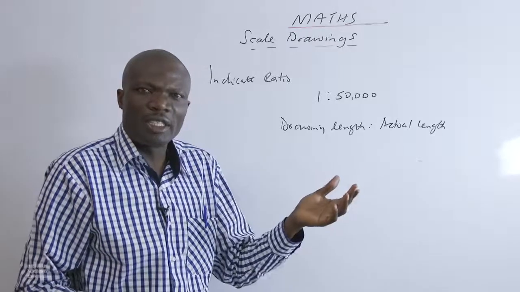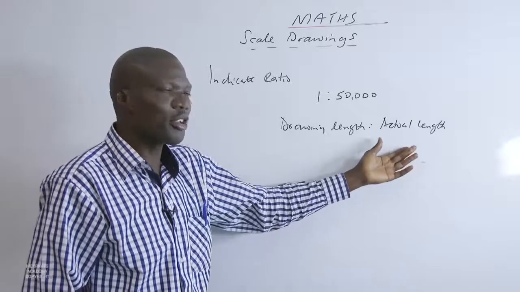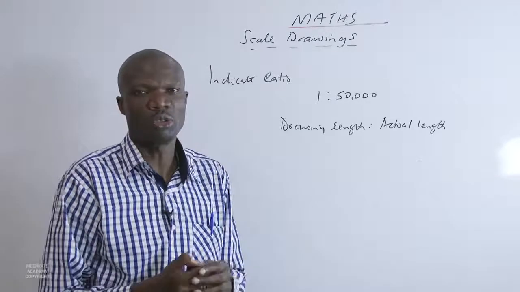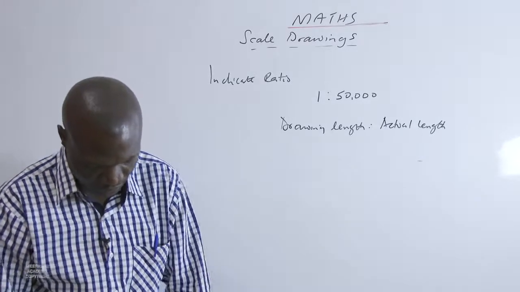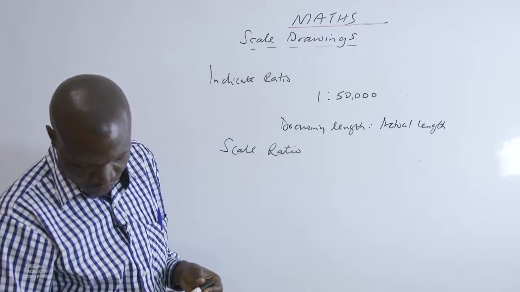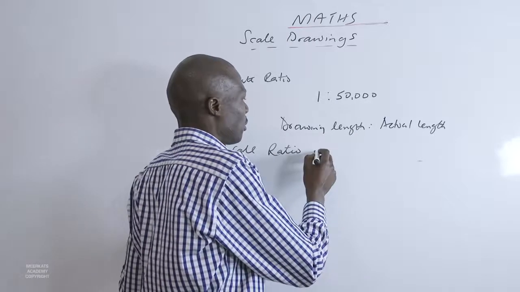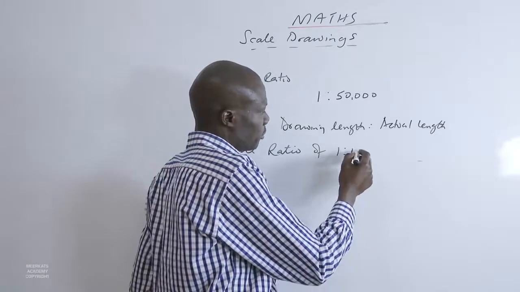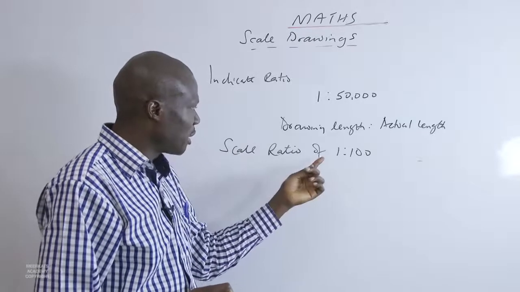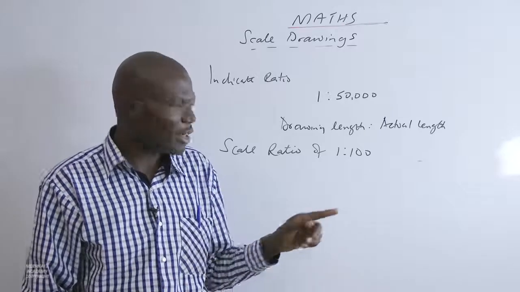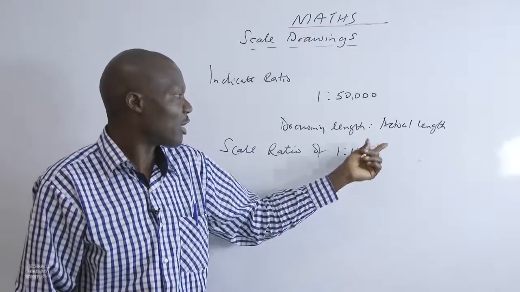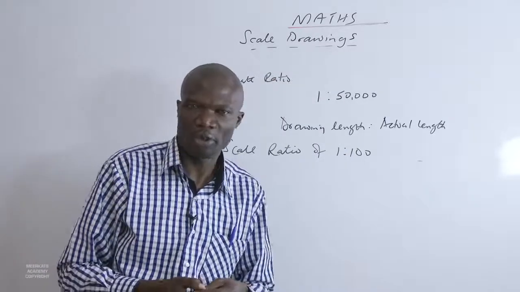Now, the drawing length represents the length or the distance on the diagram, while the actual length represents the actual or true object dimensions, either on the ground or whatever object we are trying to represent on our scale. When we talk of a scale ratio, for example, 1 to 100, it simply means this is the drawing length. It means that to arrive at the actual length, it is 100 times, because this is 1. So the second part gives us the actual distance, which is 100 times larger than the drawing distance.